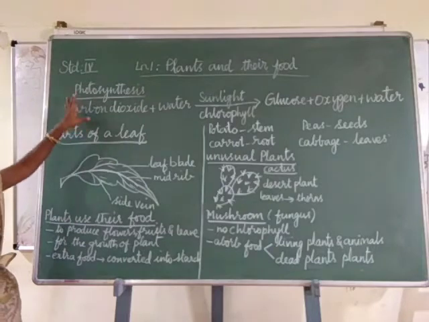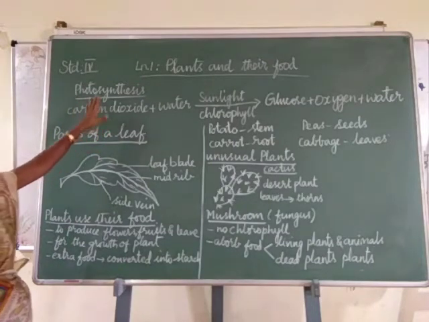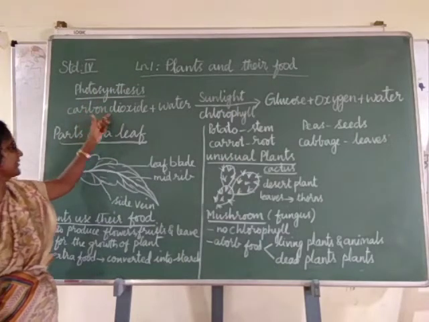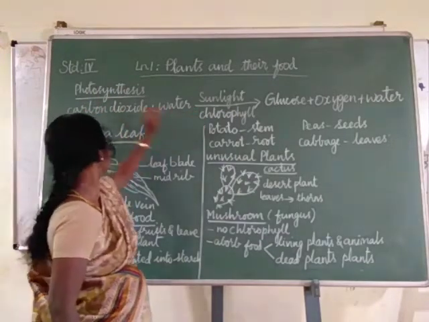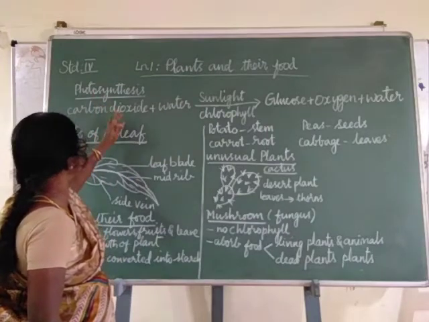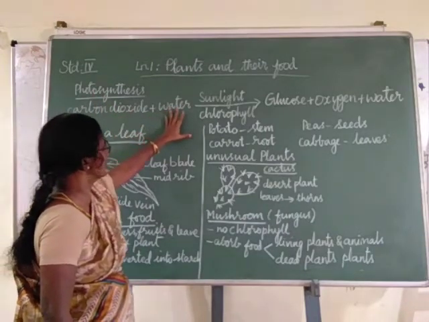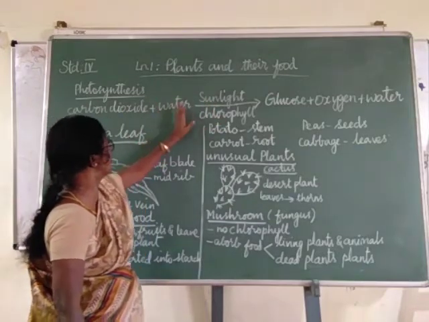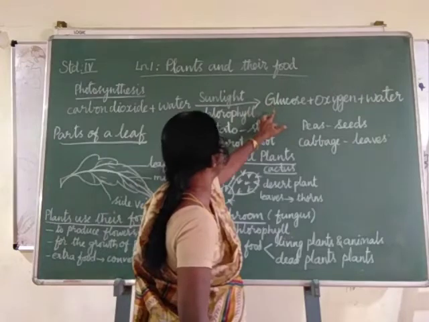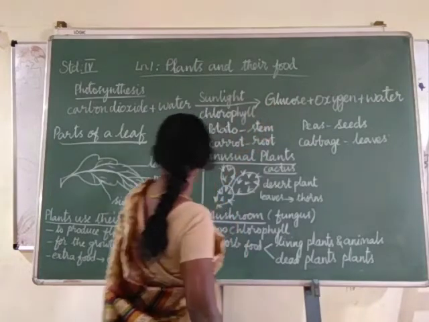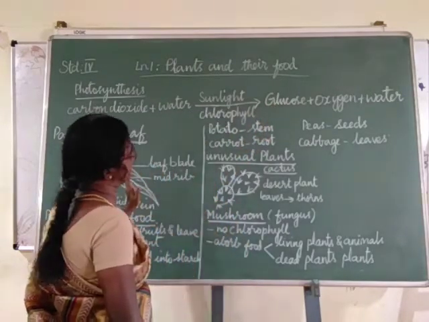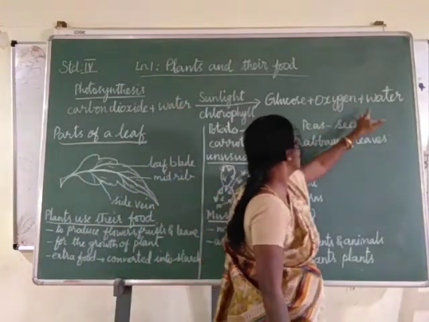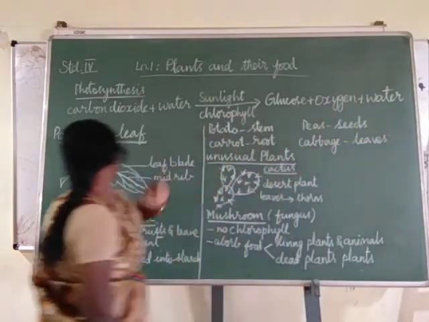Once again, the process of preparing food by leaves is called photosynthesis. The things needed for photosynthesis are carbon dioxide, water and sunlight. Carbon dioxide is absorbed from the air and water is absorbed from the soil. With the help of sunlight, carbon dioxide and water are put together to form food called glucose, which is converted into starch and stored as food in the plant. In the process of photosynthesis, oxygen is released into the air. Also, water is evaporated as water vapor.